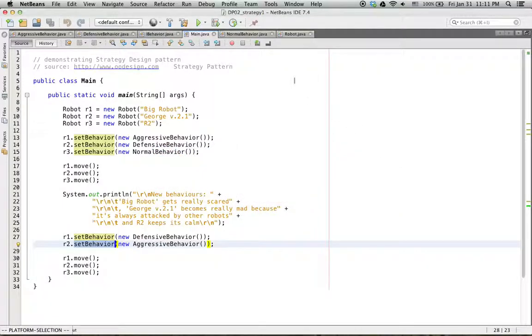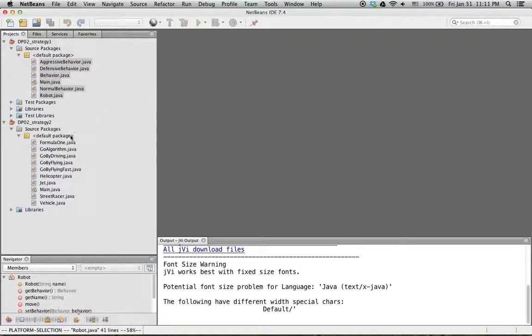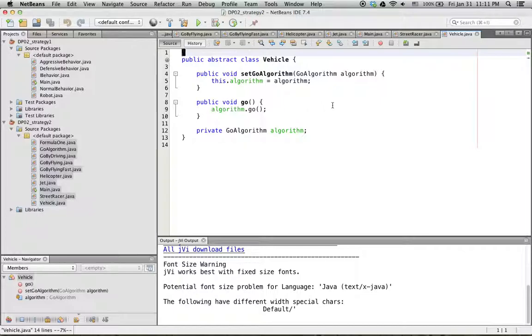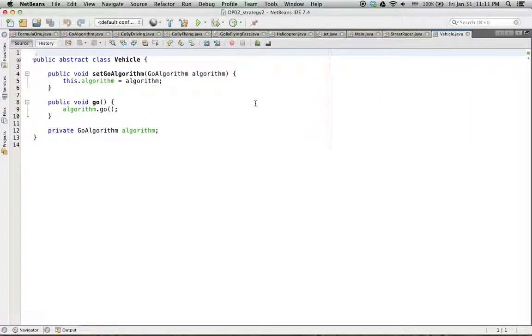So the example program looks like this. We have another set of classes for another example. First of all, vehicle is the superclass of all vehicles defined in this example. Formula 1, helicopter, jet, and street racer car are subclasses of vehicle. And this is the context of the strategy pattern. So you have a reference to the strategy, the Go algorithm interface. So whatever real strategy, driving or Go algorithms, is set, then simply say go to move the vehicle.